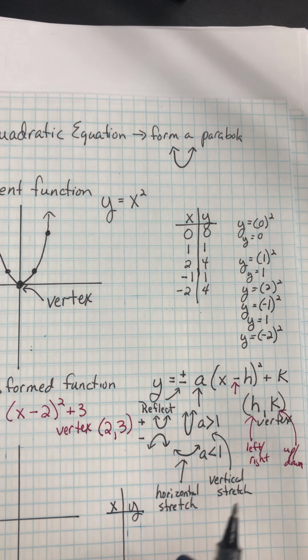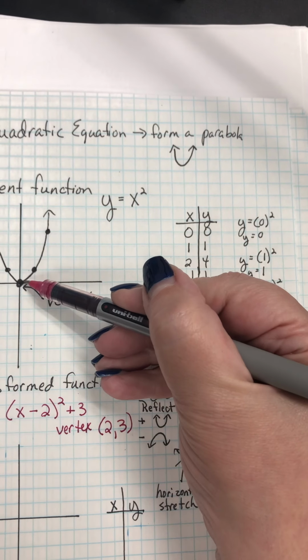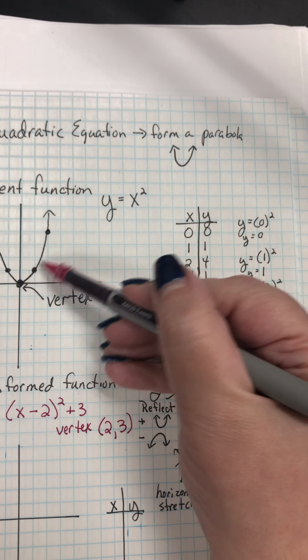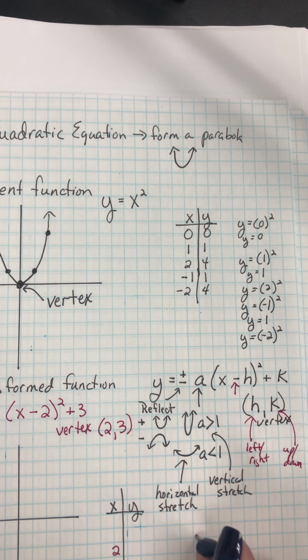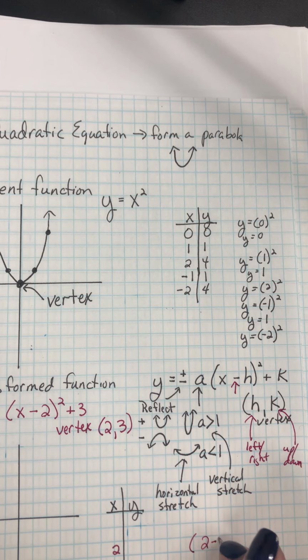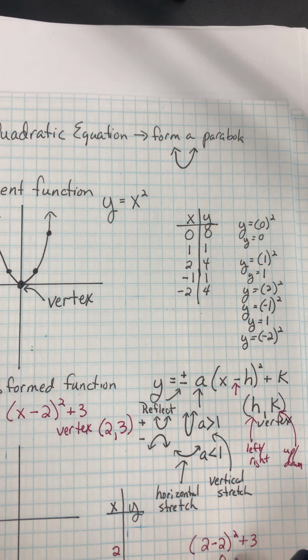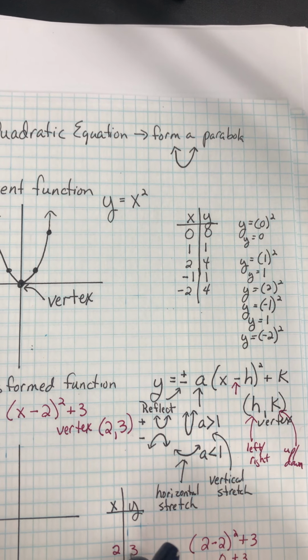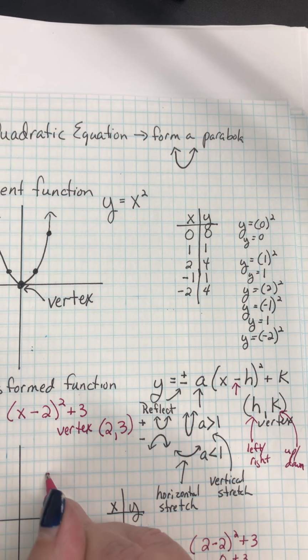x, y, I think I want to do the vertex first and then work out from the middle. So if I start here in the middle, if I plug in a 2 into my equation, 2 minus 2 squared plus 3, which would be 0 plus 3, which is 3. That is my vertex, my ordered pair, which is 2, 3.